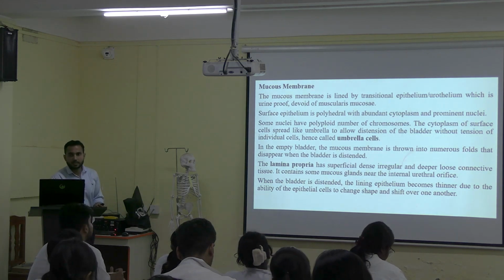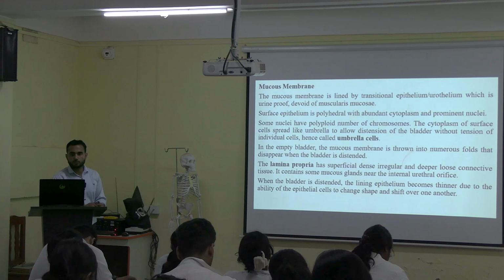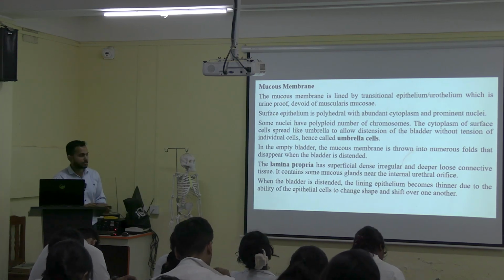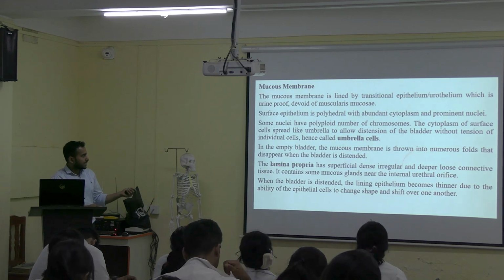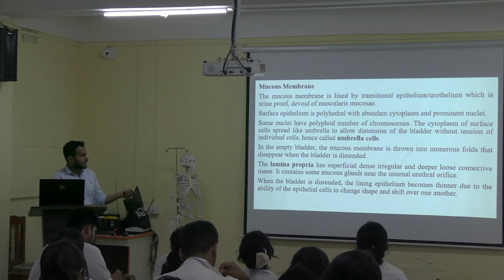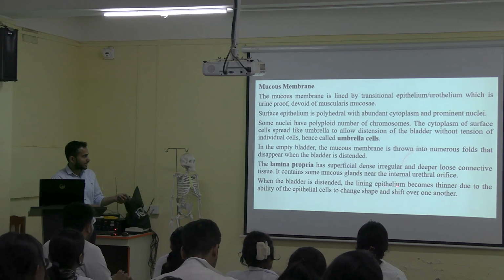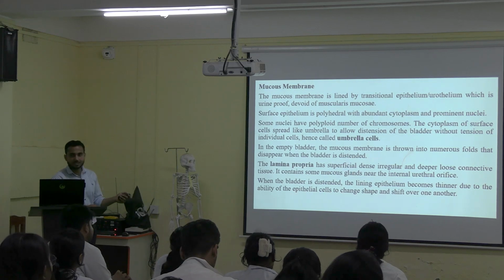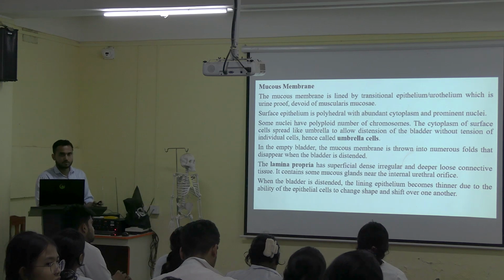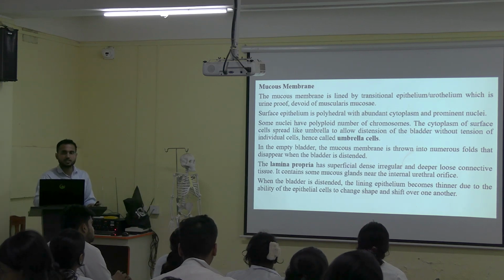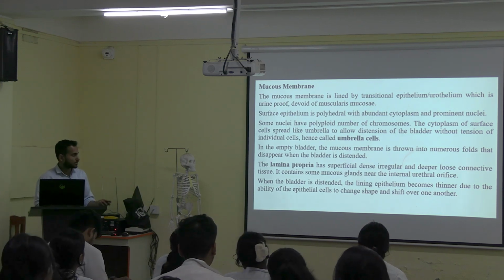In an empty bladder, the mucosa is thrown into folds, and those folds disappear when the urinary bladder distends. The lamina propria has superficial dense irregular connective tissue. When the bladder distends, the lining epithelium becomes thinner due to the ability of the epithelial cells to change and shift over one another. That's why the thickness of the epithelium changes when the bladder distends.